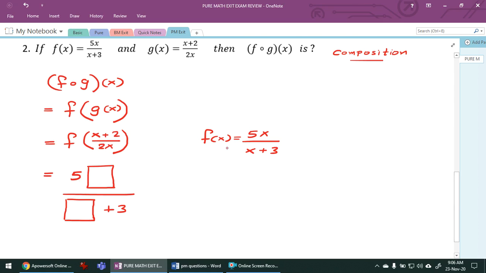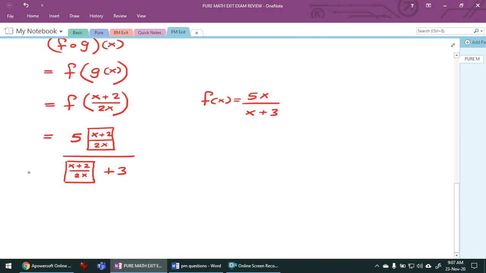Okay, so this is the same as 5x / (x + 3), but you should not write x. What you should write is this, (x + 2)/2x. So I will write (x + 2)/2x. Here also the same, (x + 2)/2x. Okay, now you have to multiply. So this is the same as 5 into (x + 2)/2x, no change, divided by (x + 2)/2x plus 3.